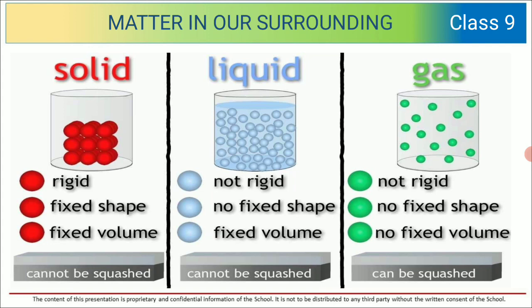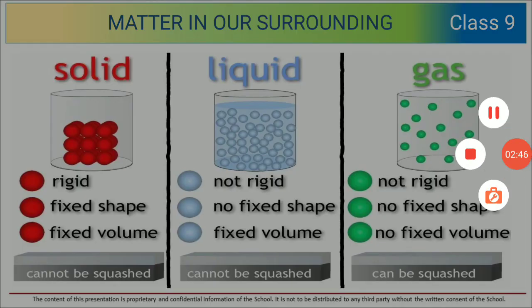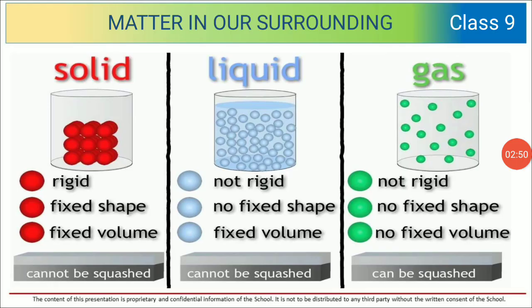Cannot be squashed. What do you mean by squashed? That means you cannot press it very highly. In case of solid too, it is written that they cannot be squashed. In case of gases, just check, they are not rigid, no fixed shape, no fixed volume, and can be squashed. Children, gases can be squashed.